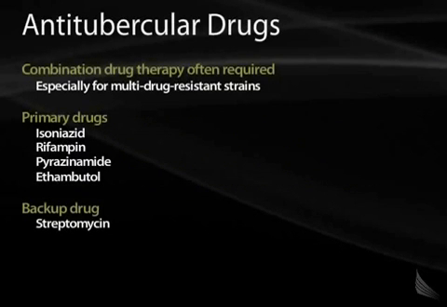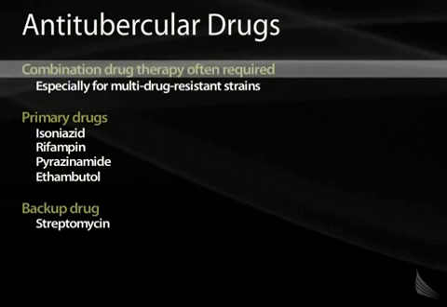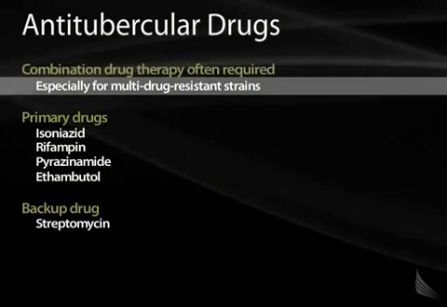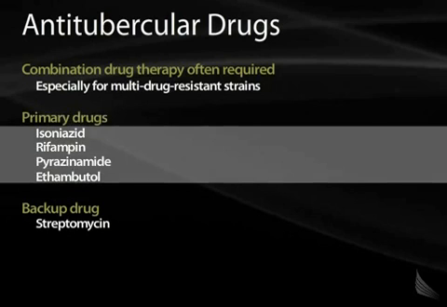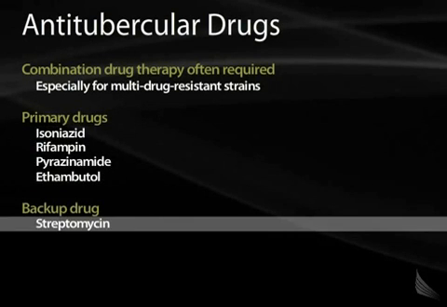When it comes to treating tuberculosis, it's very important to remember that combination therapy is usually required, especially for multi-drug resistant strains. The primary drugs that are given for tuberculosis are the following: isoniazid, rifampin, pyrazinamide, and ethambutol. Streptomycin is an optional medication if a patient is allergic to one of those four medications.